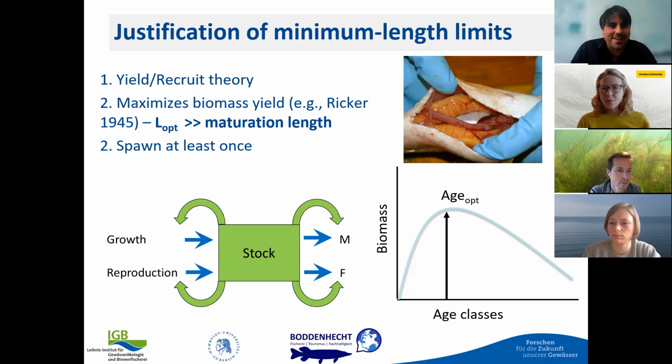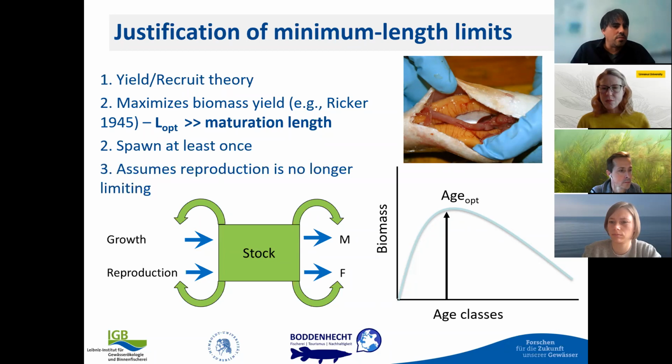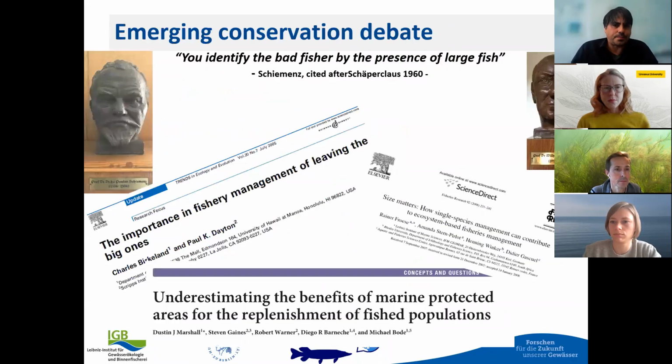This should take care of the broader patterns that drive population dynamics, which are growth rate, reproduction, natural mortality, and fishing mortality, in that you cross off reproduction being limited. If you let the fish grow long enough, they spawn at least once, and that should take care of it. That was the justification for the minimum length limit as a standard tool, especially in fisheries where you don't have quotas.